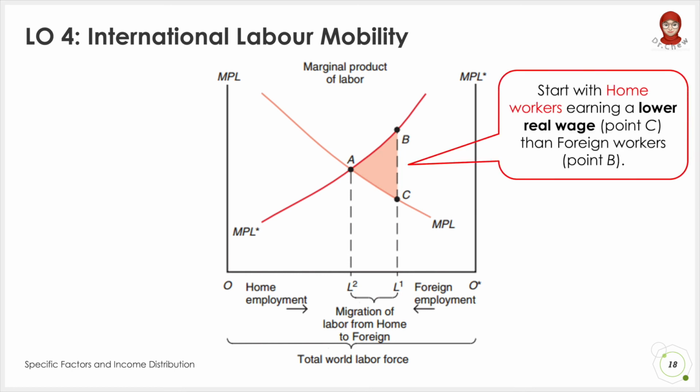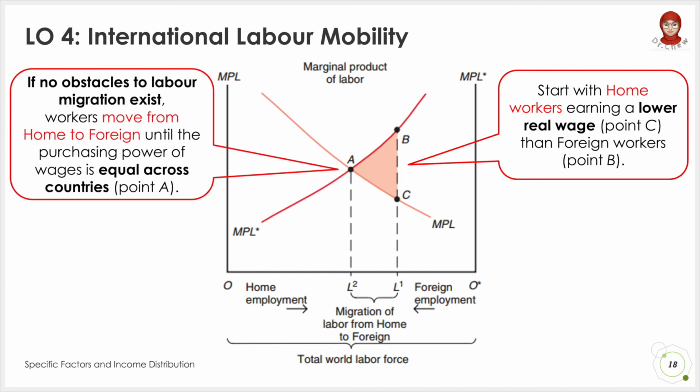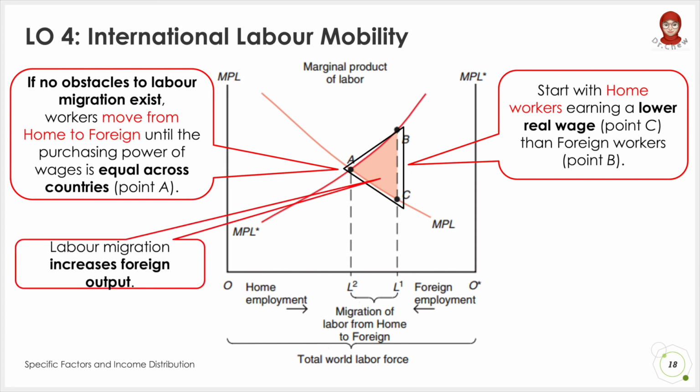And we can see that in point C, home workers earn a lower real wage than foreign workers in point B. Suppose that there is no obstacle to labor migration, then workers in the home country will move to the high wage foreign country until the purchasing power of wages is equal across countries, at point A. The area shown in ABC indicates that the foreign output increased as the effect of migration of home country workers to the foreign country.